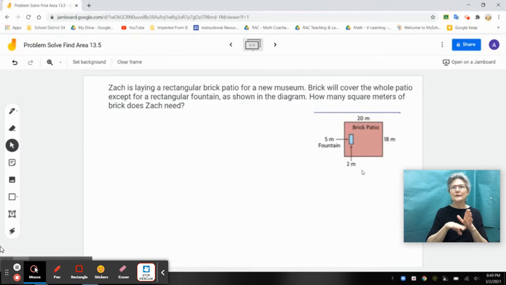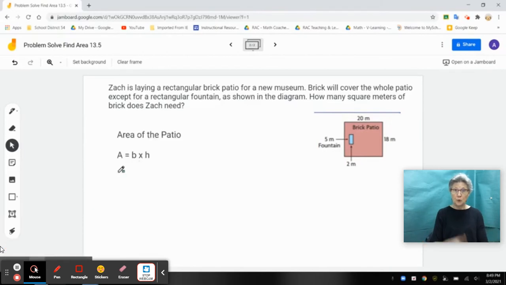Just like last time, we're going to break this problem up. So we can start by finding the area of the patio, then the area of the fountain, and finally subtracting the area of the fountain from the area of the patio to see how much space we need to cover with bricks.